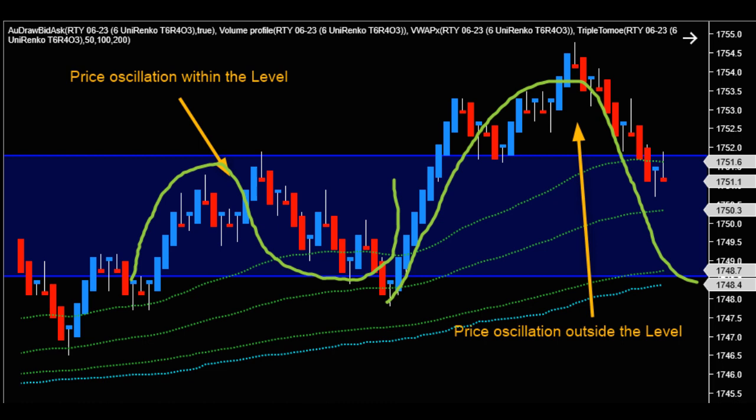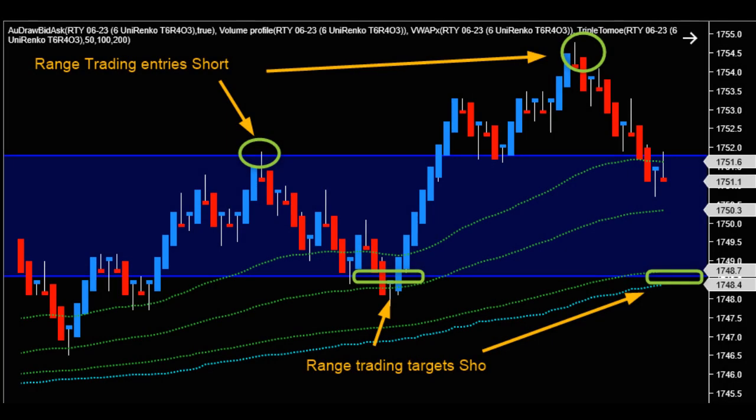When a level is formed, you will notice that price will oscillate either within the region, or in some cases it will oscillate beyond the width of the region. When price moves sideways like this, price is said to be in a range or ranging. If you are a skilled range trader, you can use these regions for range trading. When trading a range, traders will enter trades on or outside of the upper and lower boundaries, trading into the center of the region. I will cover range trading in depth in another video.